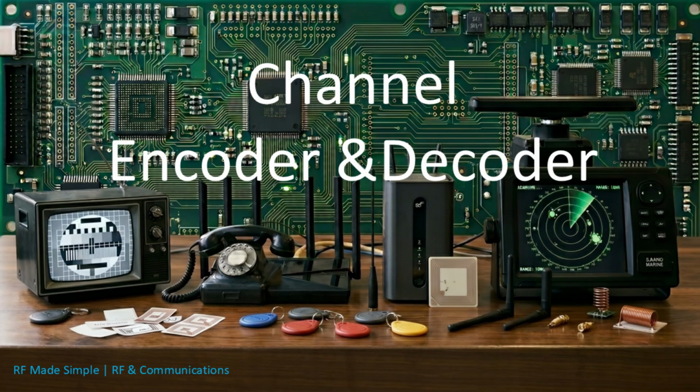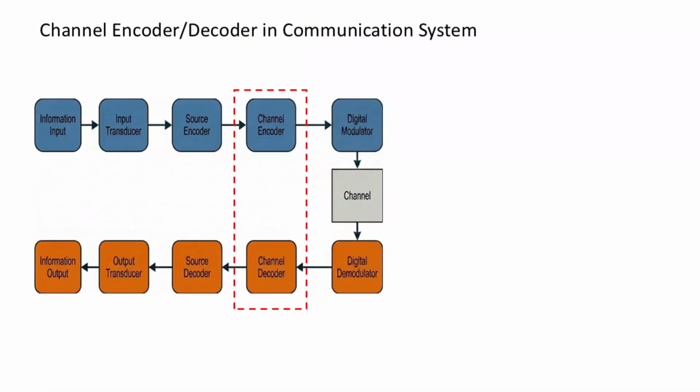In today's video, we'll explore channel encoders and decoders and see how they help protect data from errors during transmission. Let's get started. Channel encoders and decoders are key blocks in digital communication systems. The encoder adds redundancy to protect data before transmission, while the decoder uses that redundancy to detect and correct errors at the receiver. In this video, we'll see how they work together to ensure reliable communication over noisy channels.